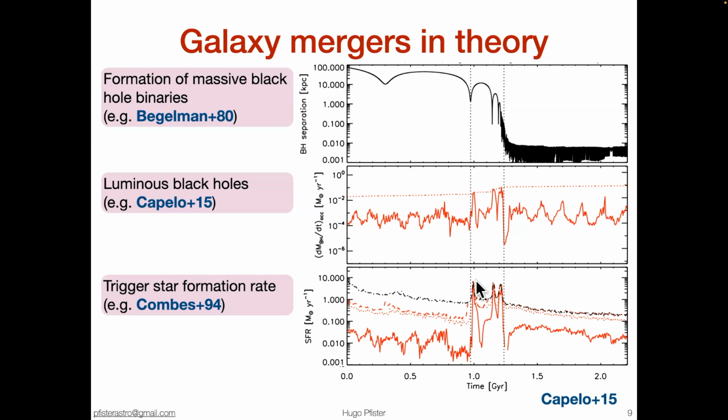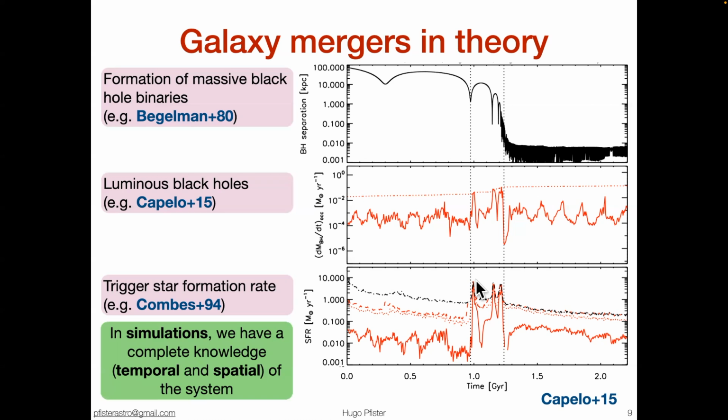The idea is that when you run this kind of simulation, you have a complete knowledge of the system. So you know the position, etc., as a function of time of everything. And so you can measure these quantities as a function of time, and you can see how they evolve and what are the effects of the galaxy merger onto the different quantities, that are black hole separation, black hole accretion rate, or star formation rate. But you see that the issue is that when you're doing astrophysics, the time scales are very large. So here the simulation is integrated forward in time for about 2 gigayears, so 2 billion years.